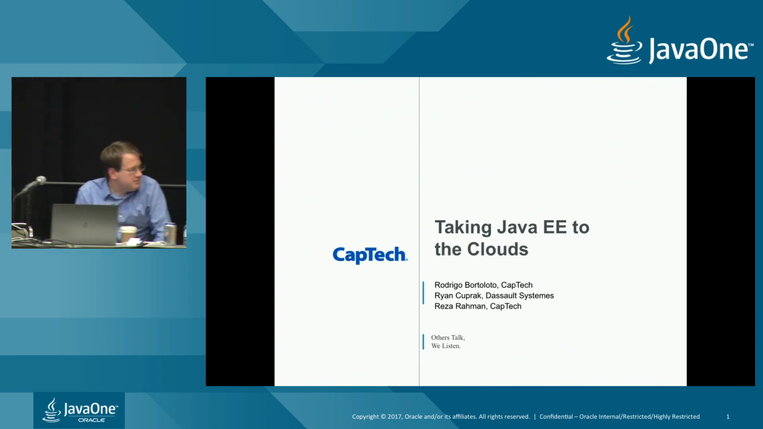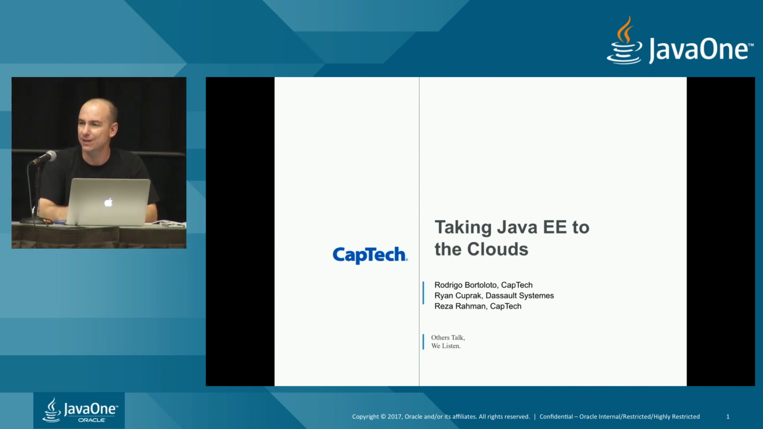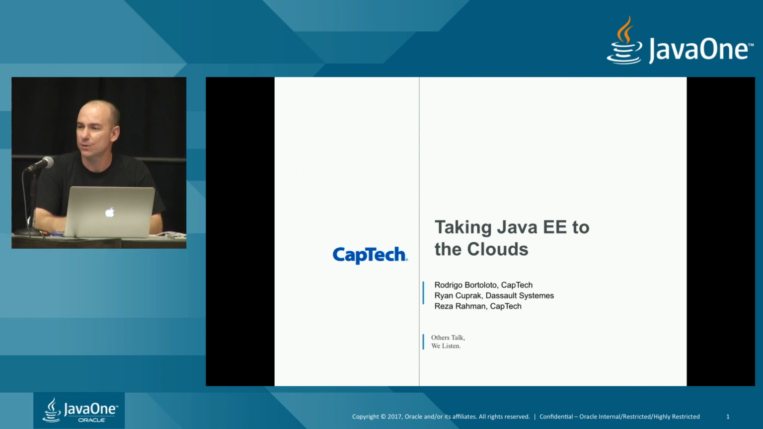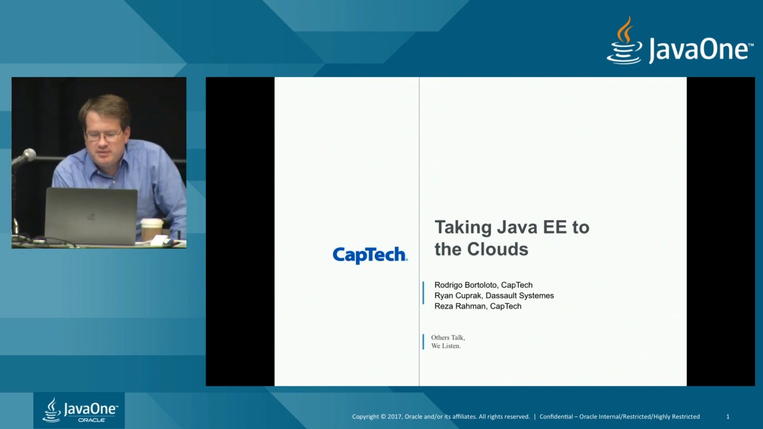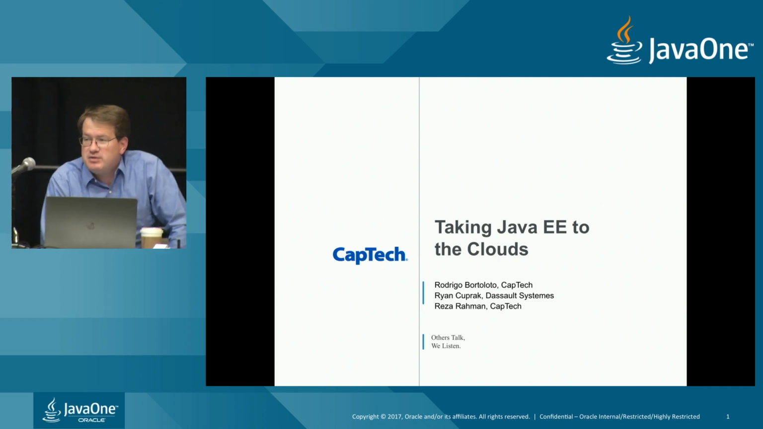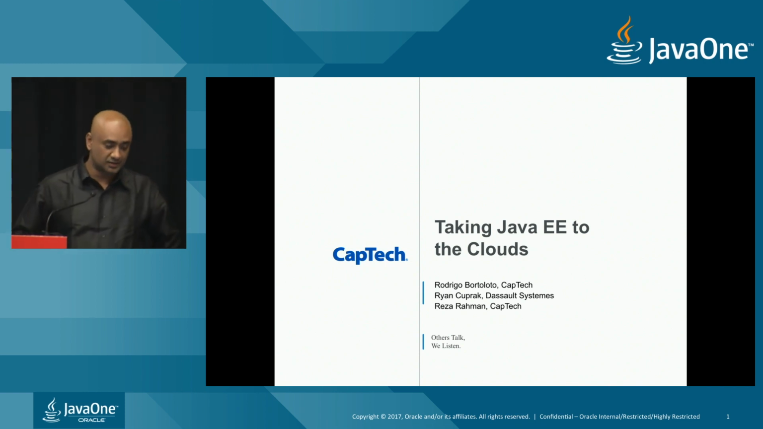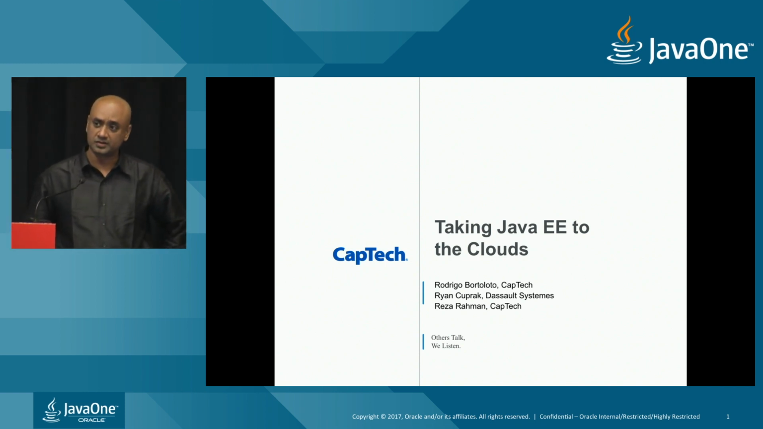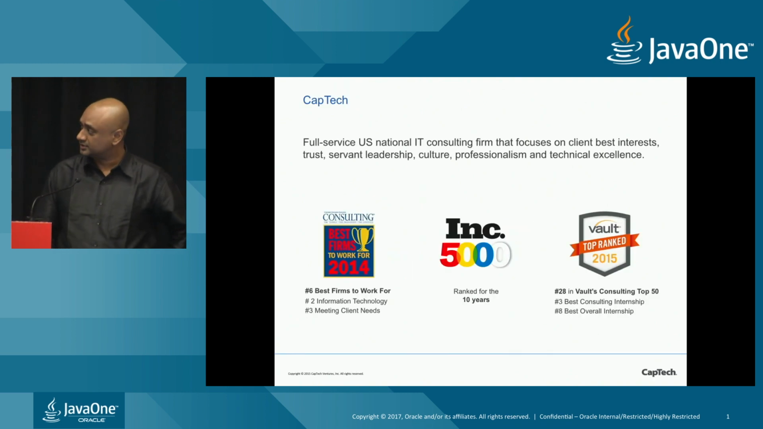Hello, everybody. My name is Rodrigo Bortoloto. I'm a senior manager with CapTech Consulting. I currently serve as the capability lead for the cloud service offering and obviously have been involved with Java for many years. Yes, I'm Ryan Cuprak. I'm from Dassault Systems. I work in R&D on chemical formulation software. I run the Connecticut Java Users Group and have been co-author on a couple of books. And my name is Reza. I'm a senior manager architect at CapTech Consulting. I've been involved in the Java EE ecosystem for a little while, and just here to share some stuff.